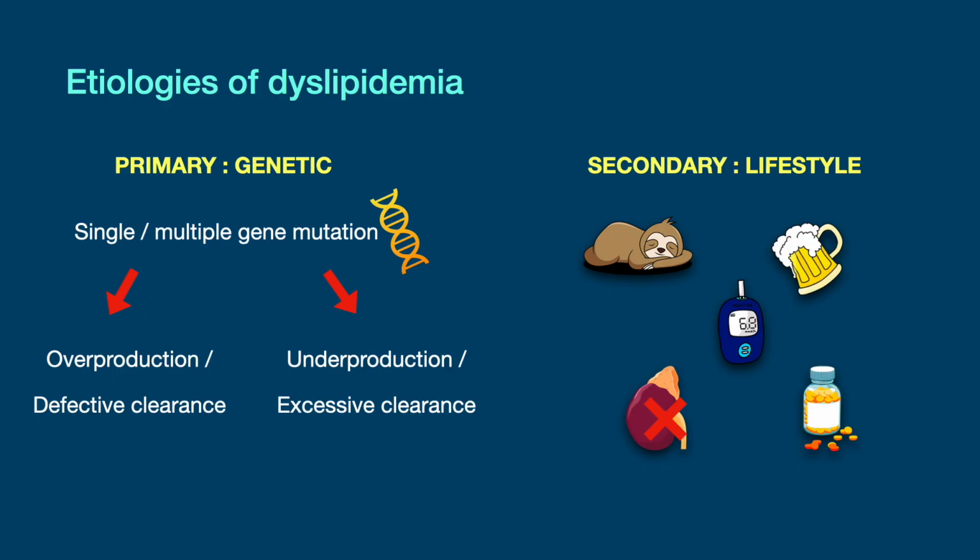Secondary causes are the major contributors to dyslipidemia in adults, and the most important secondary cause of dyslipidemia in developed countries is a sedentary lifestyle with excessive dietary intake of saturated fat, cholesterol, and trans fat. Other common secondary causes include diabetes mellitus, alcohol overuse, chronic kidney disease, and drugs such as thiazides, beta blockers, retinoids, highly active antiretroviral agents, cyclosporin, tacrolimus, estrogen and progestins, and glucocorticoids.